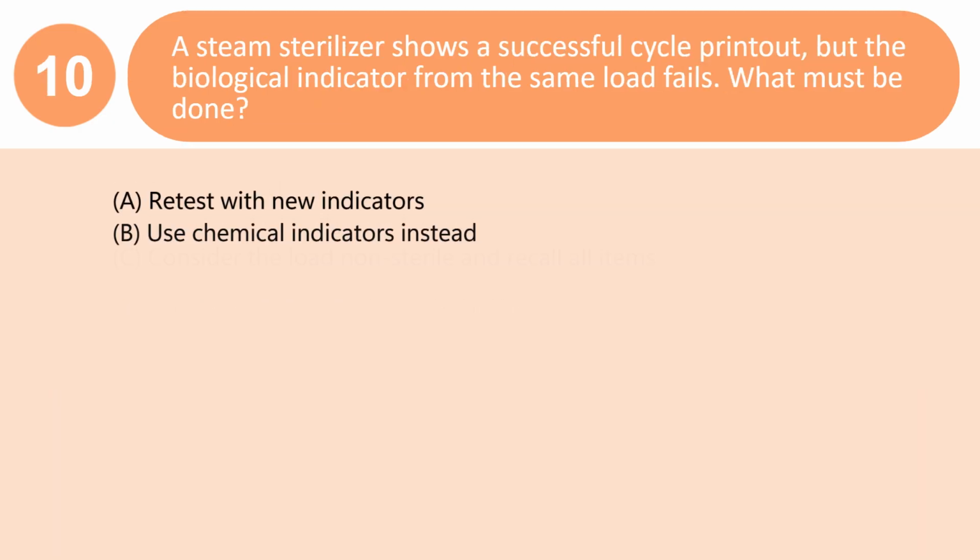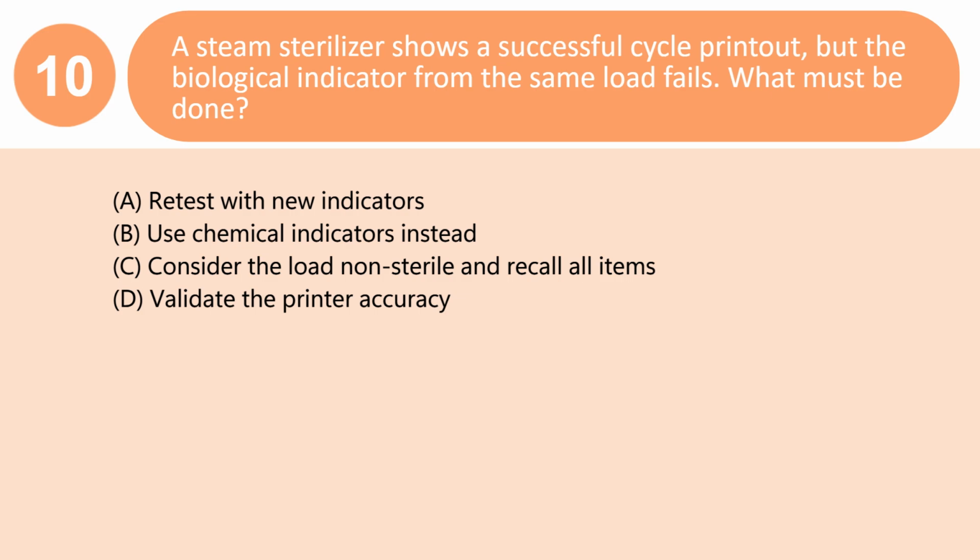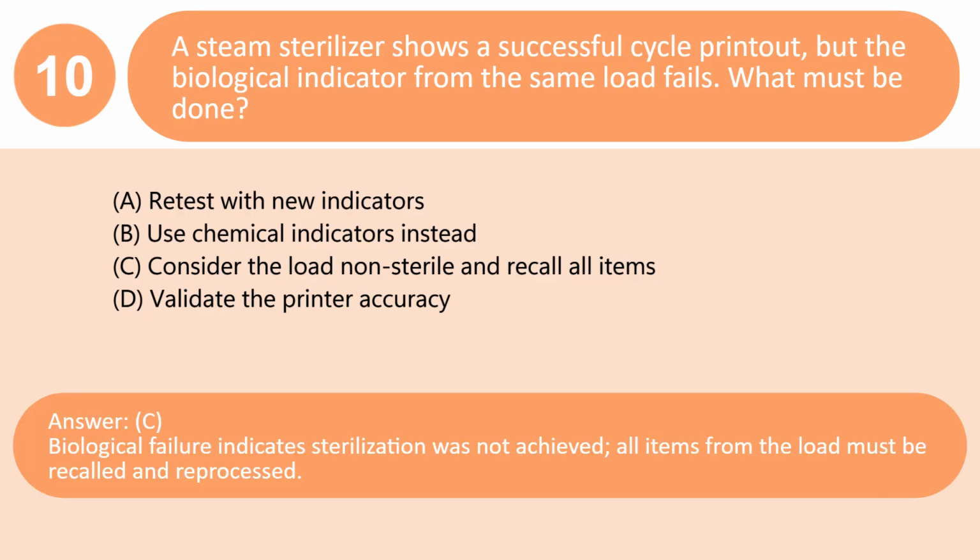A steam sterilizer shows a successful cycle printout, but the biological indicator from the same load fails. What must be done? A. Retest with new indicators. B. Use chemical indicators instead. C. Consider the load non-sterile and recall all items. D. Validate the printer accuracy. Answer: C. Biological failure indicates sterilization was not achieved. All items from the load must be recalled and reprocessed.